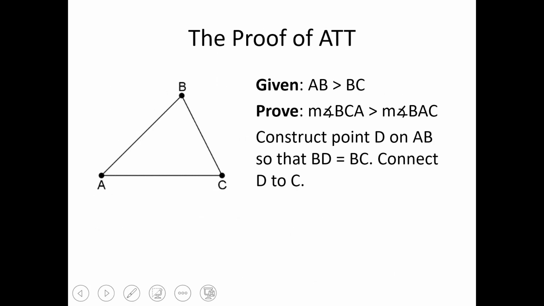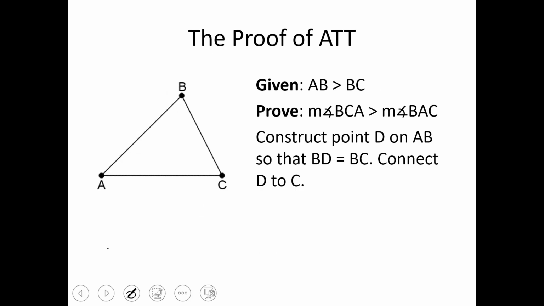All right, so let's talk about the proof of the anisosceles triangle theorem. So we have triangle ABC with side AB greater than side BC. And we wish to prove that angle BCA, which is the angle opposite AB, is greater than angle BAC, which is the angle opposite side BC. Now, the strategy is this, and the strategy is ultimately Euclid's. We've seen this strategy carried out before.